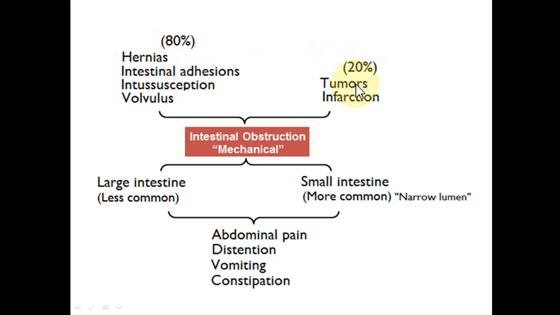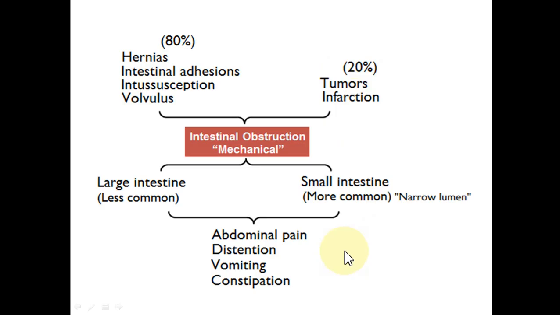The tumors, presence of neoplasms in the intestine, and sometimes conditions leading to ischemia and infarction and intestinal epithelial cell death, can also cause intestinal obstruction. The tumors and the ischemic bowel disease or infarction account for 20% of the intestinal obstructions.